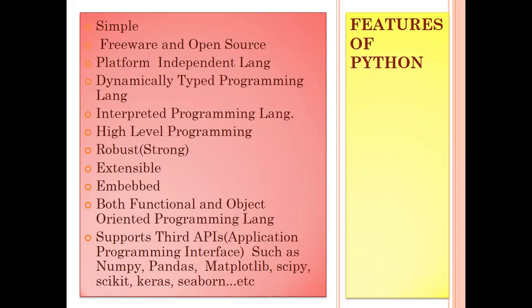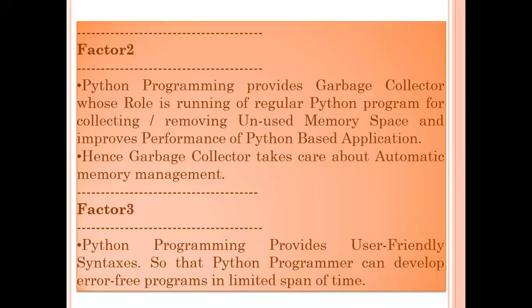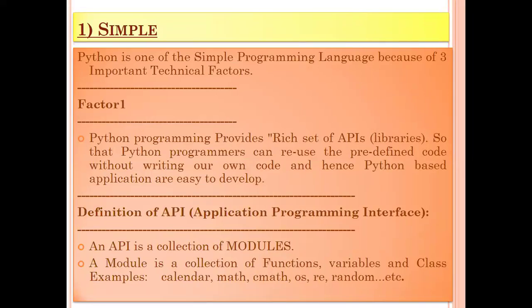Now let's proceed further. After that, we started discussing the features. Out of 11 features, we have already discussed 5 features. The first feature was that it is a simple programming language. It is simple because of its 3 factors. What were those? Its rich set of APIs. APIs are the libraries, so that a Python programmer can reuse the predefined code. That is the only reason Python programs are easy to develop. APIs are the collection of modules, and modules are the collection of functions, variables, and classes. We'll discuss this in detail after this.